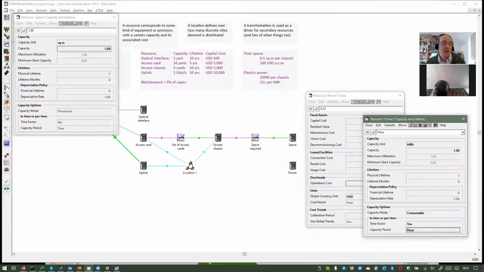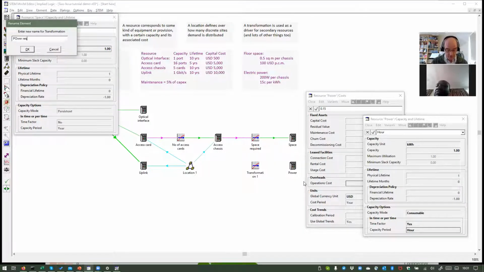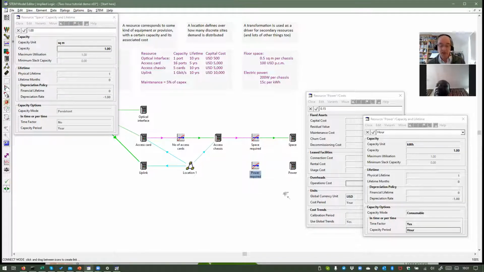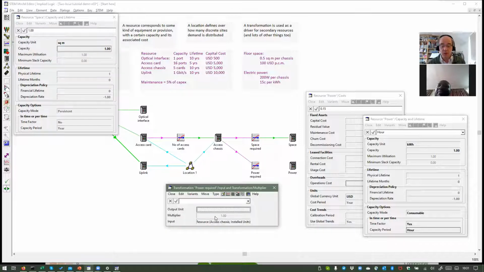And the driver will be another transformation. So this will be power required. And very much the same as before, I connect from the chassis to this. And the multiplier is going to be, so it's 200 watts per chassis. So it's actually 0.2, because obviously I want my output unit to be kilowatts. Because it has to match with this. So this will be saying I always have a required power of 200 watts per chassis.